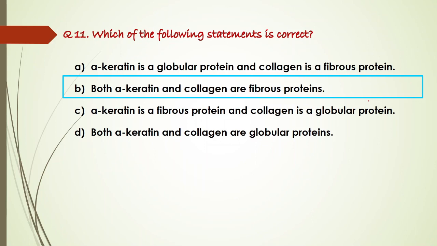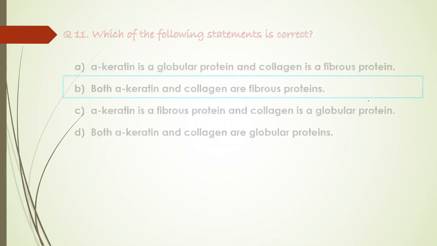Fibrous proteins are generally structural proteins that give you very strong structures and backup in any kind of thing. You can put strength on them. Okay, so both alpha keratin and collagen are examples of fibrous proteins. Moving to the next one.